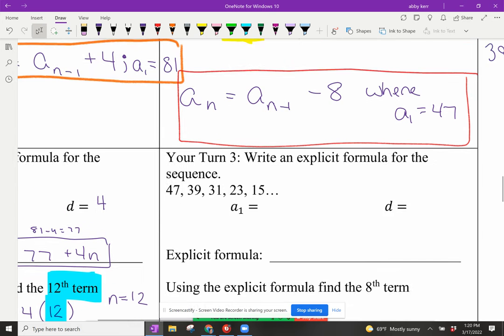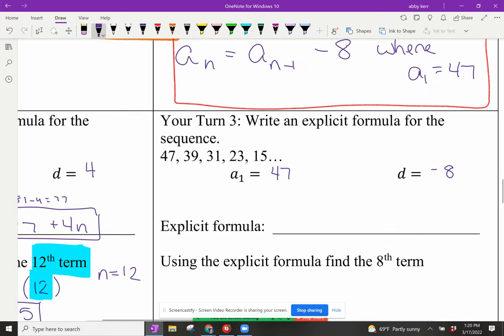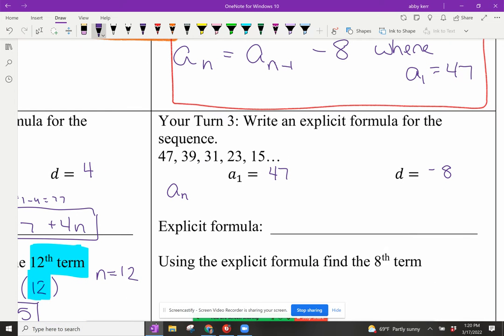For your turn number 3, we already identified the a sub 1 to be 47, and we already identified the d, the common difference, to be negative 8. So we're just rewriting the formula. A sub n equals the 47 plus n minus 1 times the negative 8. So we're going to distribute. Going to keep the 47 there. Negative 8 times n is negative 8n. Negative 8 times negative 1 is a positive 8.